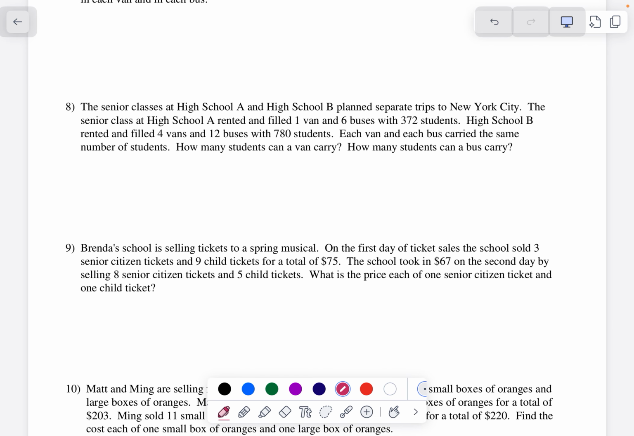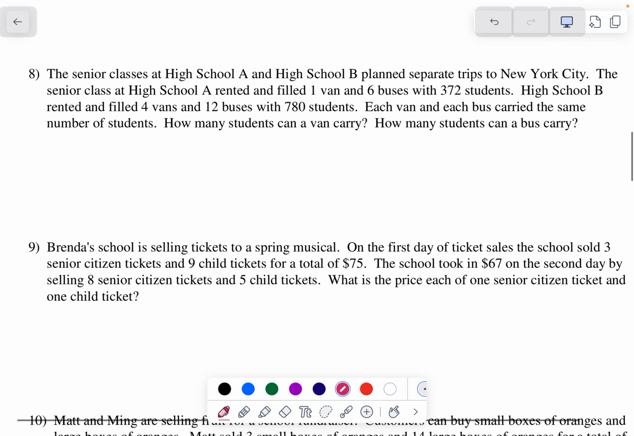Okay. So our first step in number 8, after we read the questions, is to write a variable. It says the senior classes at high school A and high school B plan separate trips to New York City. The senior class at high school A rented and filled 1 van and 6 buses with 372 students. High school B rented and filled 4 vans and 12 buses with 780 students. Each van and each bus carried the same number of students. How many students can a van carry? How many students can a bus carry? So these sentences give us what our variables are going to be.